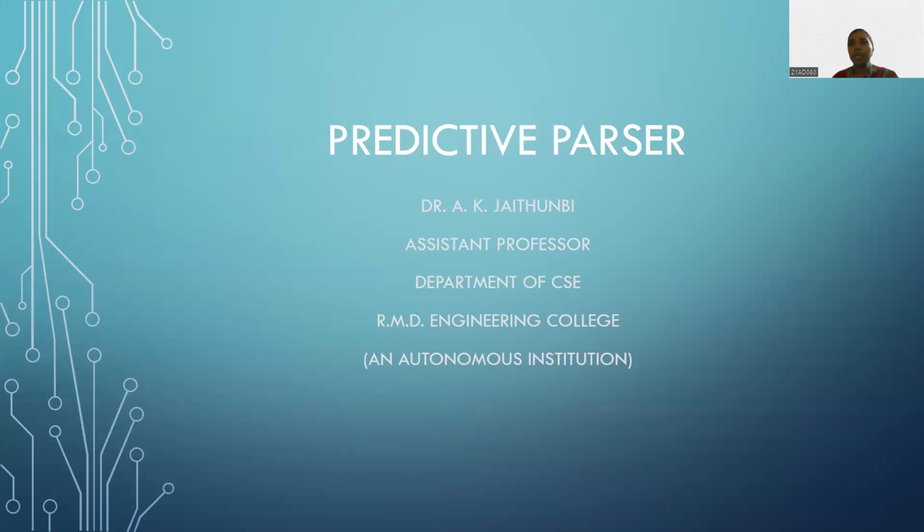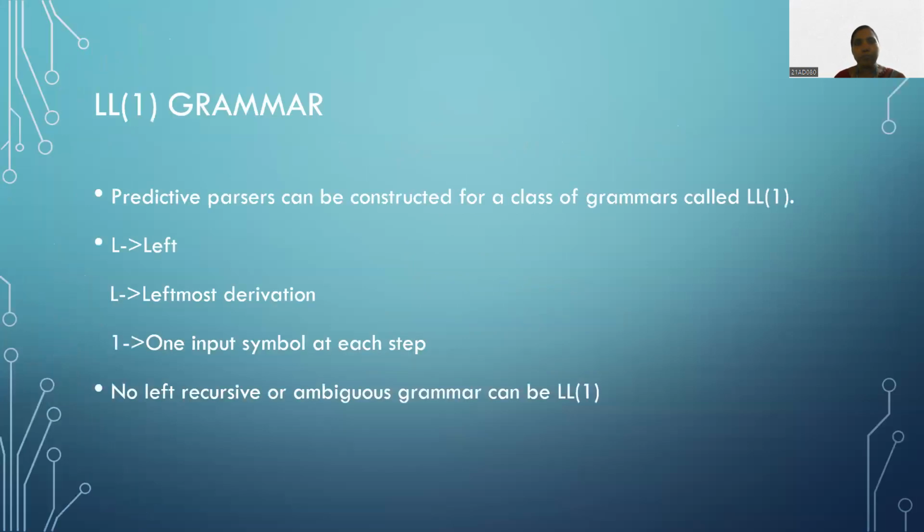Okay, students. So today let us see the predictive parser, which comes under our Unit 2, syntax analyzer, otherwise called the parser. So you all know that there are two types of parser, top-down parser and bottom-up parser, right? So predictive parser comes under our top-down parser. It is called LL(1), right? The first L stands for left-to-right reading and the second L stands for the leftmost derivation.